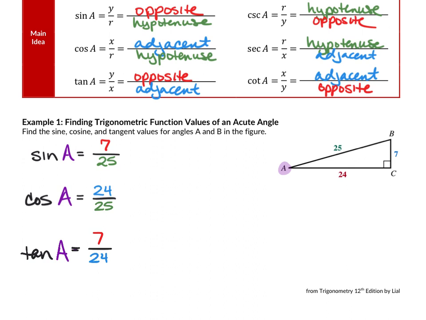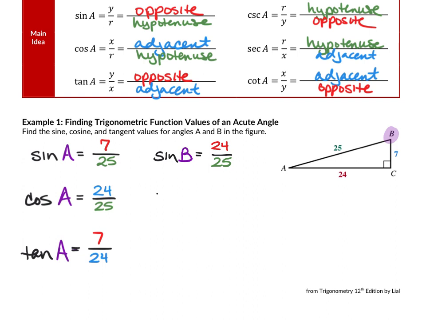If we change which angle we're using, so this time we're not using A, we're focusing on B. This time looking at angle B, it'll just switch which is opposite and which is adjacent. The hypotenuse should stay the same always. So this time we're finding the sine of B, which is opposite over hypotenuse. This time the opposite side length is 24 and the hypotenuse is 25.